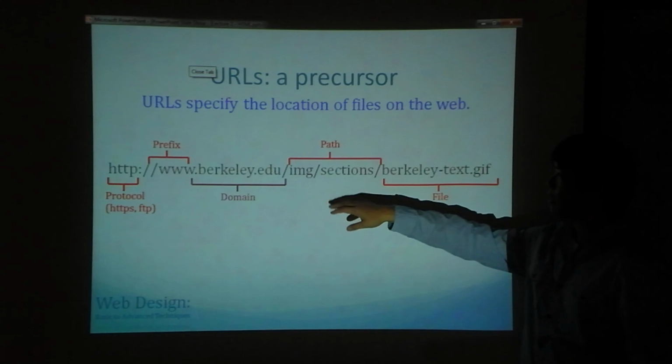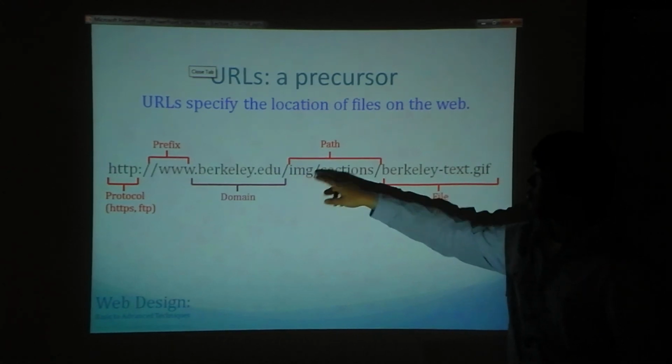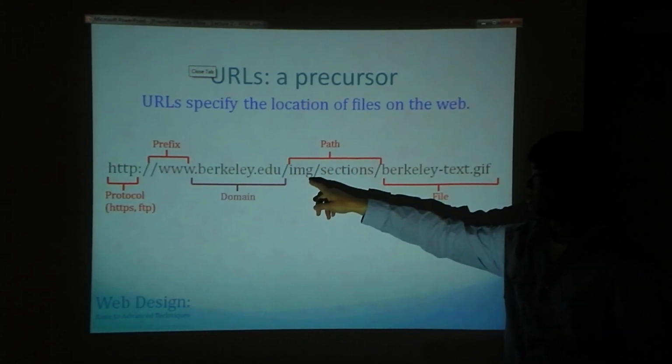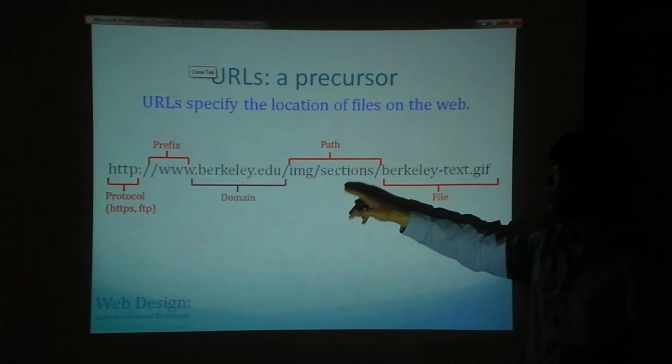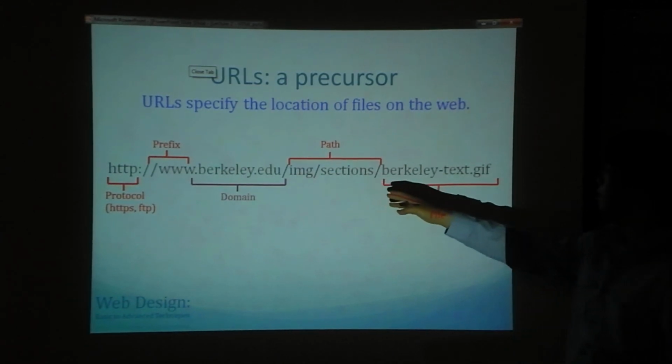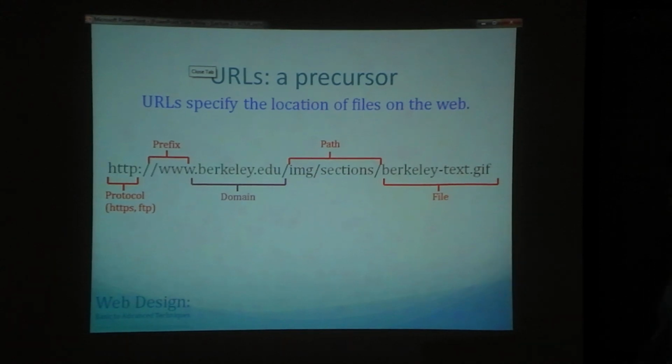Here we also have a path that specifies folders, like basically this says within some image folder on the server, you have a sections folder, and within the sections folder you have a Berkeley text GIF file.